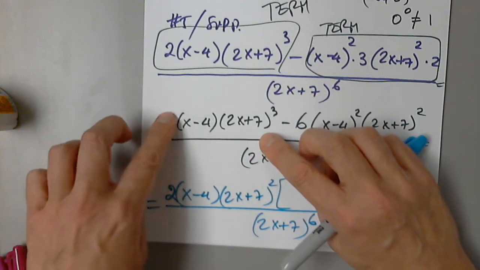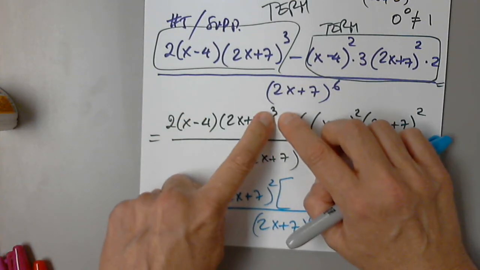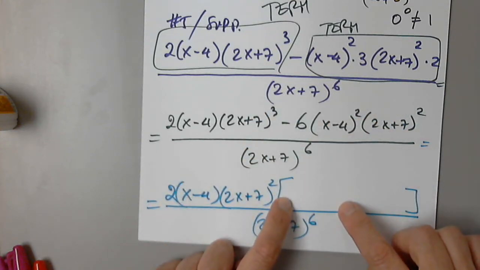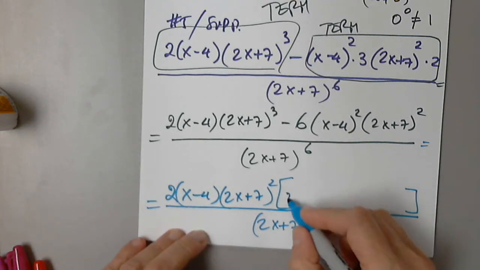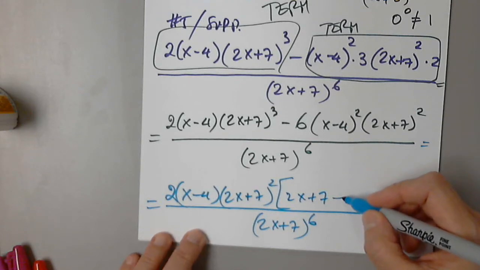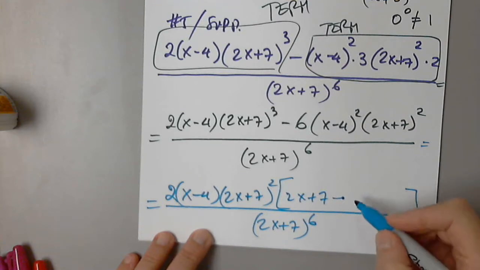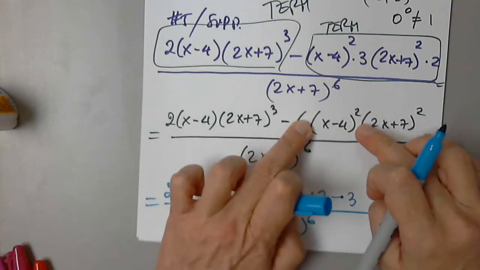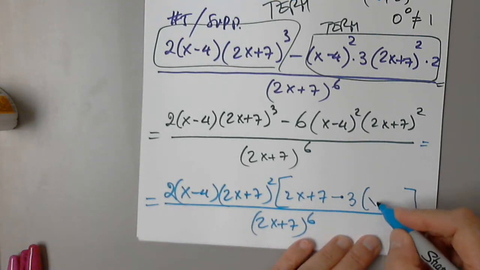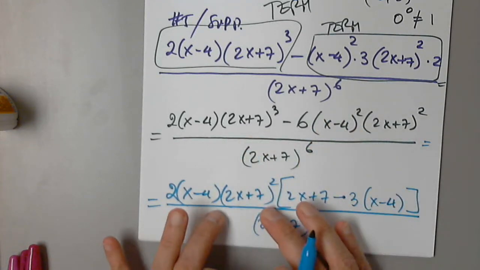Please watch. 2 is out. X minus 4 is out. From power 3, I subtract power 2. What do I have left? Indeed, exactly what we just did. I reached the minus sign. Copy it, please. From 6, I took a 2 out. What is left? Very good. From x minus 4 to the second power, I took out an x minus 4. X minus 4 is left. 2x plus 7 squared, 2x plus 7 squared.